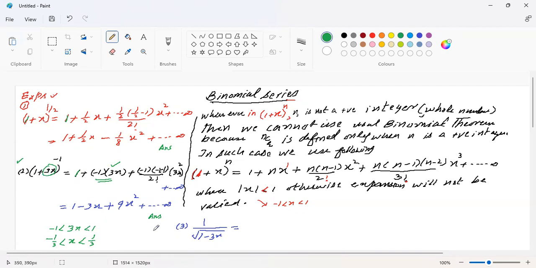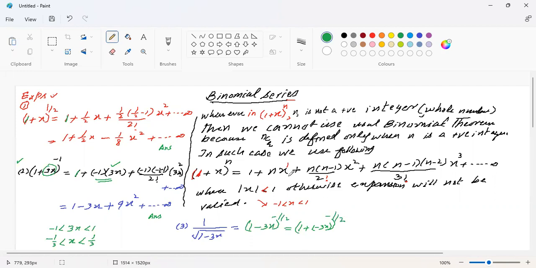Now come to the third example. First of all, write this expression as the power 1 by 2 and take this in the numerator. We can write this as 1 minus 3x raised to the power negative 1 by 2. To avoid any mistake, we can also write this expression in the form of plus, taking the 3 with the x. And we write this negative 1 by 2.